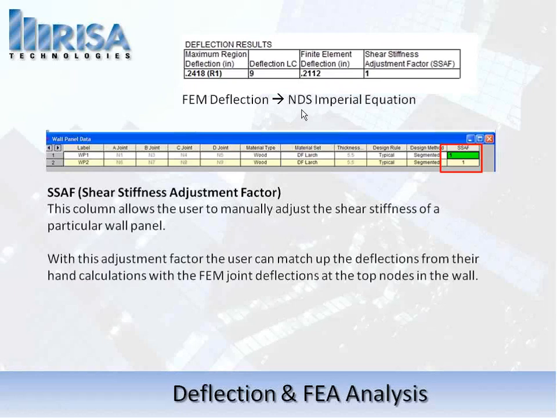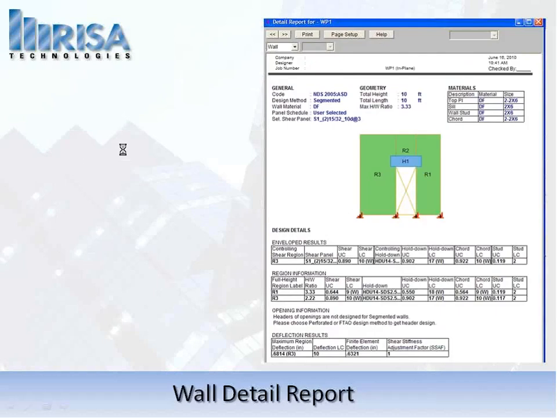So with this adjustment factor here, the user can match up the deflection from their hand calcs with the FEM joint deflections at the top nodes of the wall. Those are the two nodes we're looking at when we look at these two numbers. Okay. So we've got all that information listed here, and this is going to be our wall detail report.